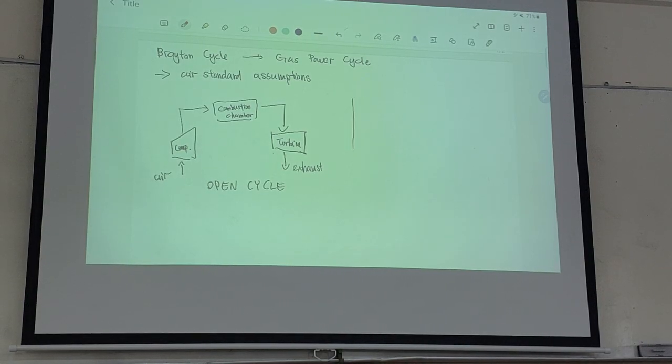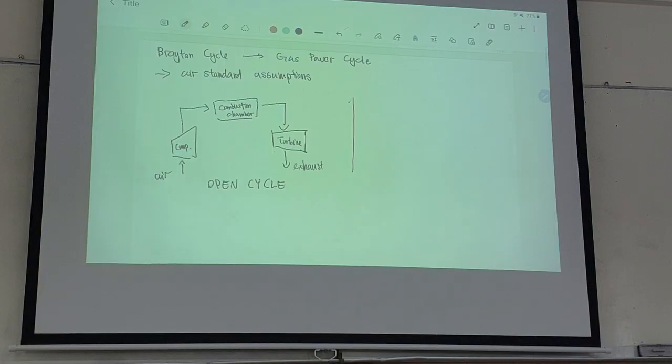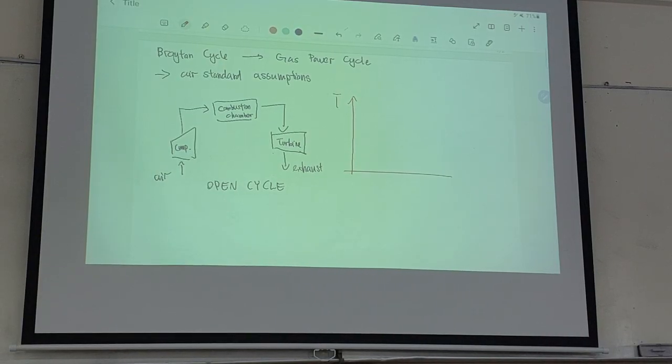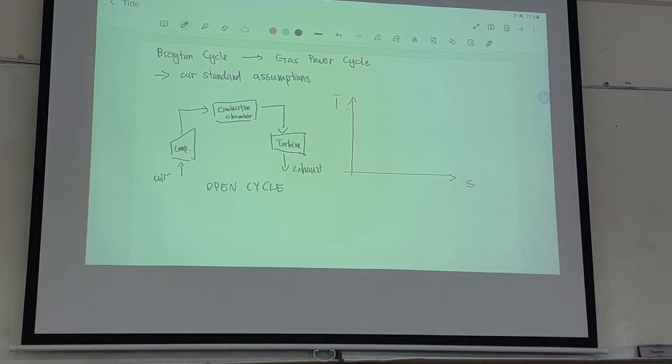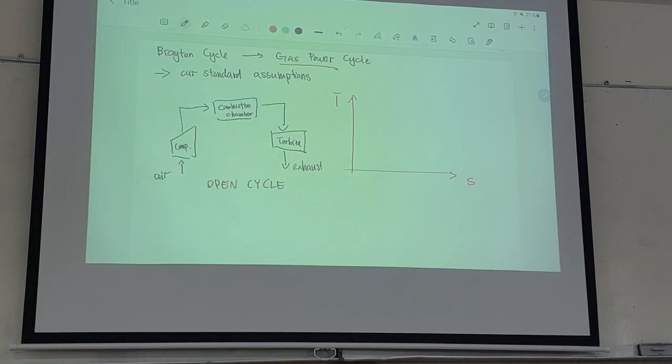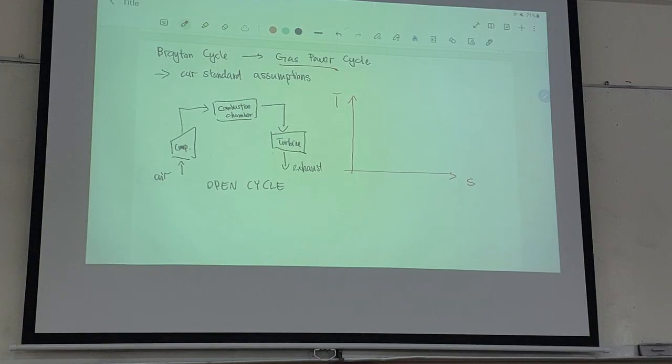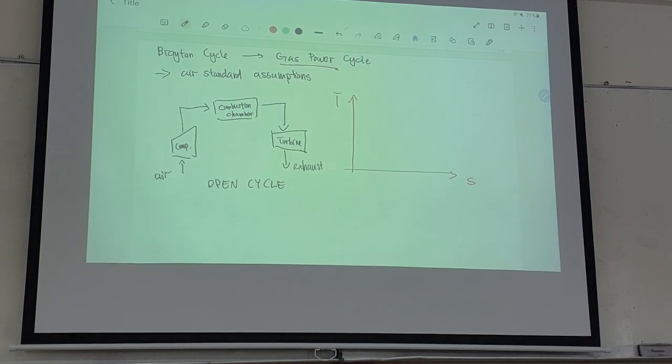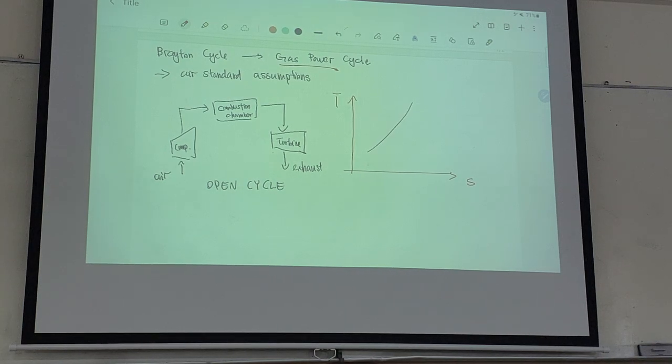So if we draw this TS diagram, one important thing to remember about the Brayton cycle, this is a gas power cycle, meaning there is no condensation, there is no evaporation, so you don't draw a saturation line for this. All you need to draw for this is very simple, just two lines. So you have two constant pressure lines.